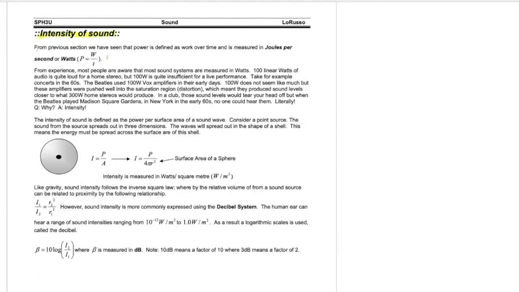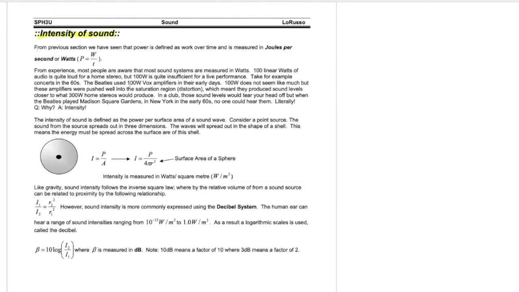So what is the intensity of a wave? Well, it is a relationship between the power of the sound source, so how much energy over time it delivers, as well as the distance that we are away.